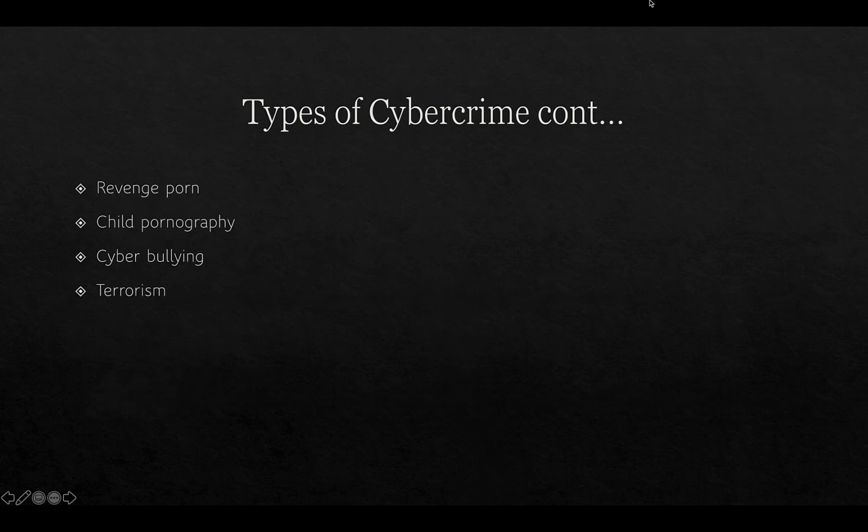Other types of cybercrime go into things like revenge porn, child pornography, cyberbullying, and terrorism. So revenge porn is where somebody has posted a photo of somebody else depicting them in a pornographic act, or basically taken photos and posted them. Child pornography is obviously pornography relating to children. Cyberbullying is another one which is unfortunately incredibly common. And then, of course, terrorism.